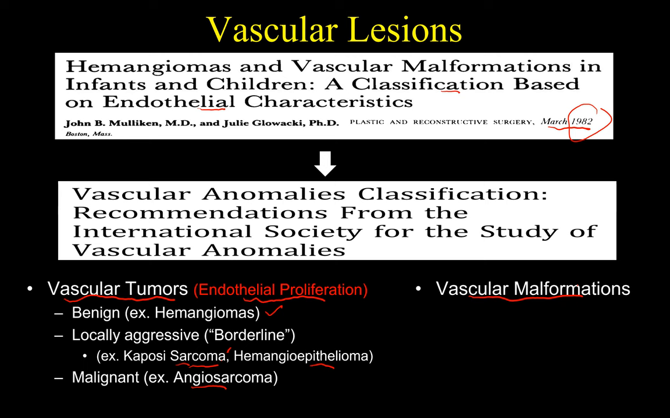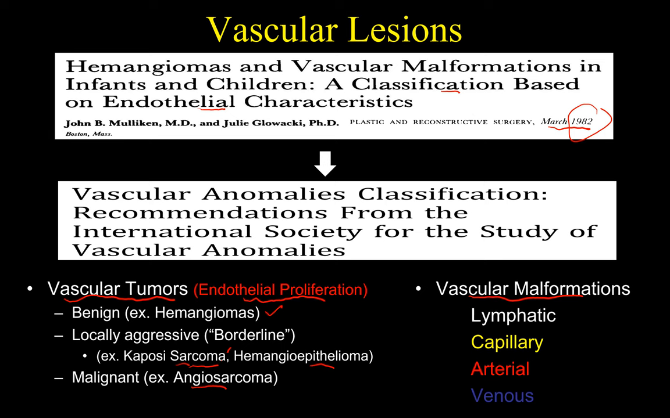So one is the lymphatic malformation. Again, we'll go over this in gritty detail. Number two are capillary malformations. Number three are arterial malformations. And then number four are venous malformations. So these are the four types of vascular malformations.